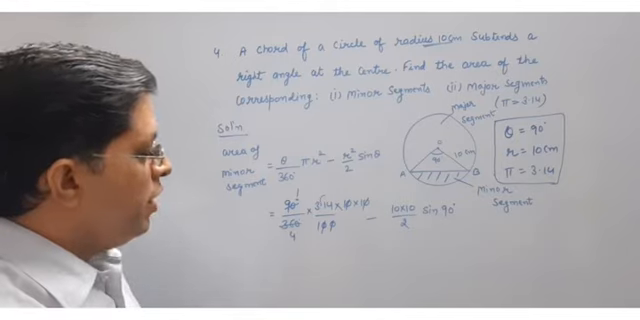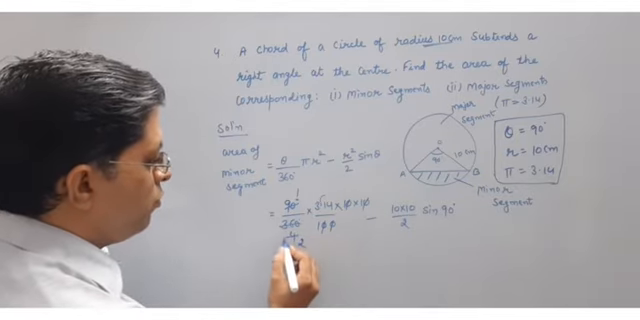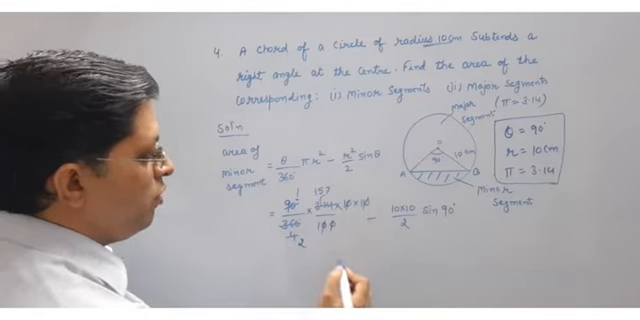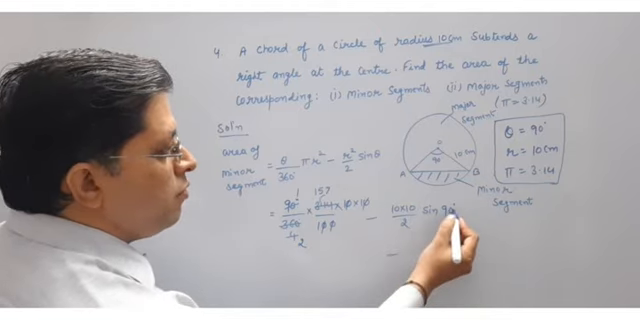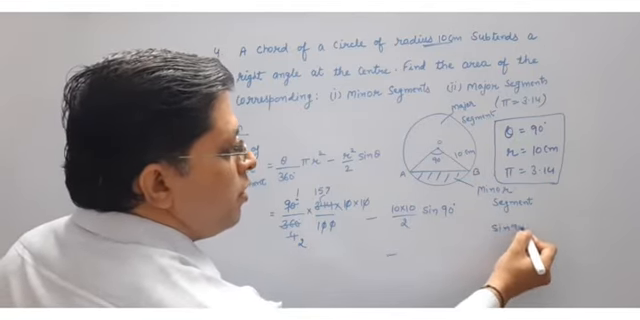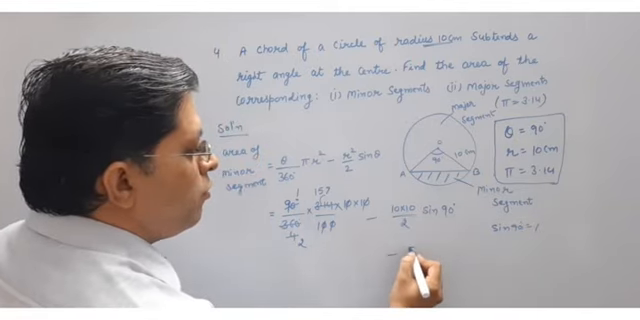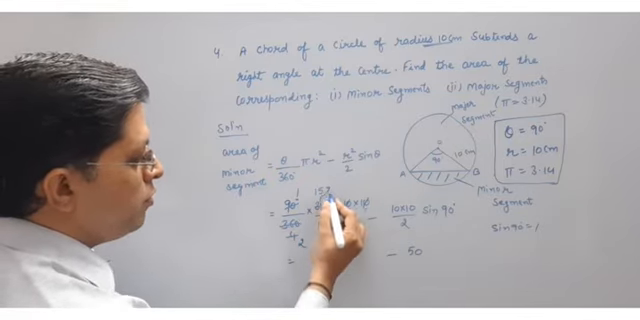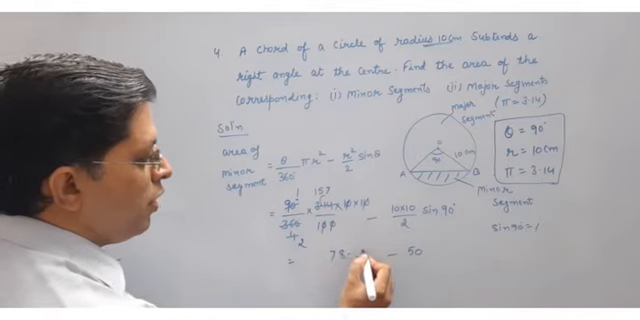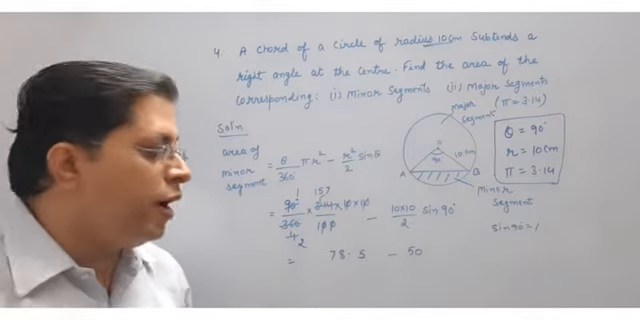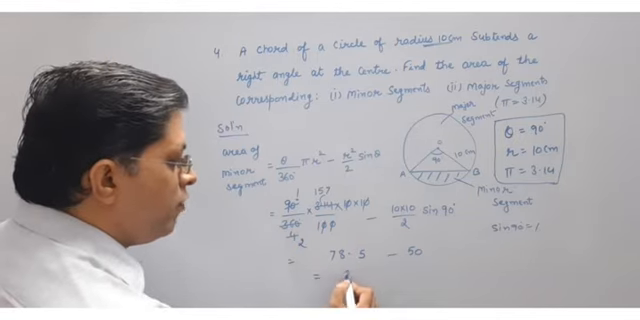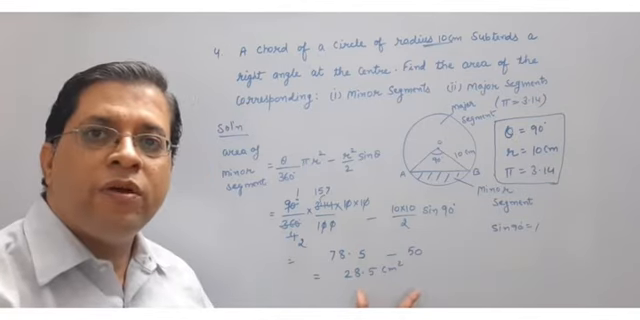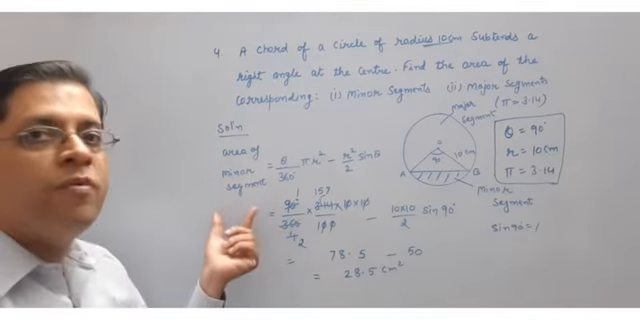Then see here, by 2. 2 2s are 4, 2 1s are 2. 2 5s are 10, 2 7s are 14. Sin 90 is coming. Sin 90 degree is 1. This is 100 upon 2, which is 50. And here 157 upon 2. 2 7s are 14, 2 8s are 16, 2 5s are 10. So 78.5 minus 50, you will get 28.5 centimeter square. What is this 28.5? This is the area of minor segment.